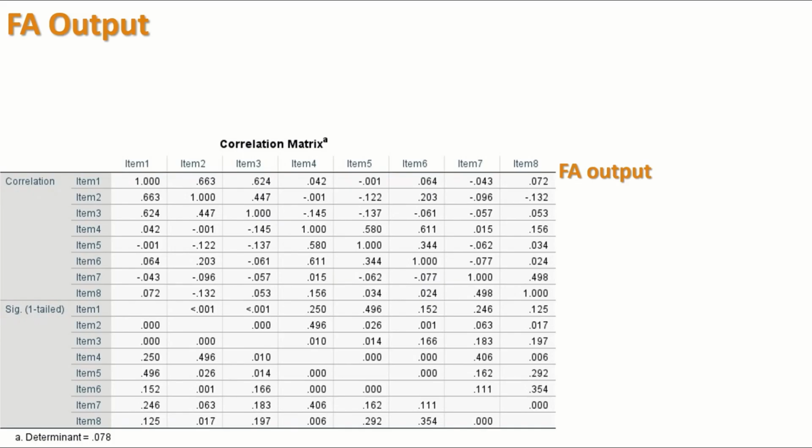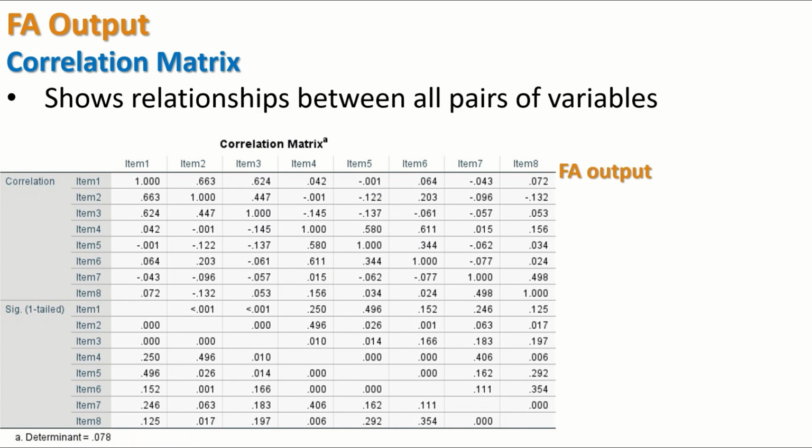When factor analysis is performed in SPSS, an output is generated, and a table is generated for the correlation matrix. The correlation matrix shows the relationship between all pairs of variables. Here there are 8 questions, and this matrix shows the correlation between all the possible pairs of those items or questions. As shown here, item 1 with item 1 has a perfect correlation. Item 1 with 2, the correlation value, which is the R value, is 0.66, and for 1 and 3 it is 0.62, and 1 and 4 is 0.042. So there is a correlation between item 1 and 2.